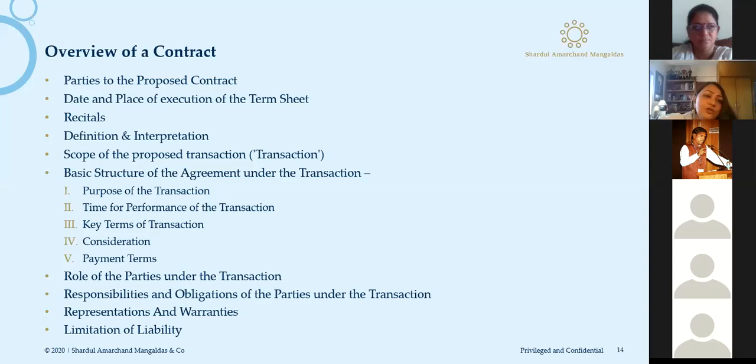What happens is, especially when you use templates, you have to be very careful, because a definition of, for example, confidential information in one transaction may differ from confidential information in another transaction. How intellectual property rights is defined in one transaction will differ from another, because you may choose to include certain things, and you may choose to exclude certain things. All of those nuances will need to be tied in properly.